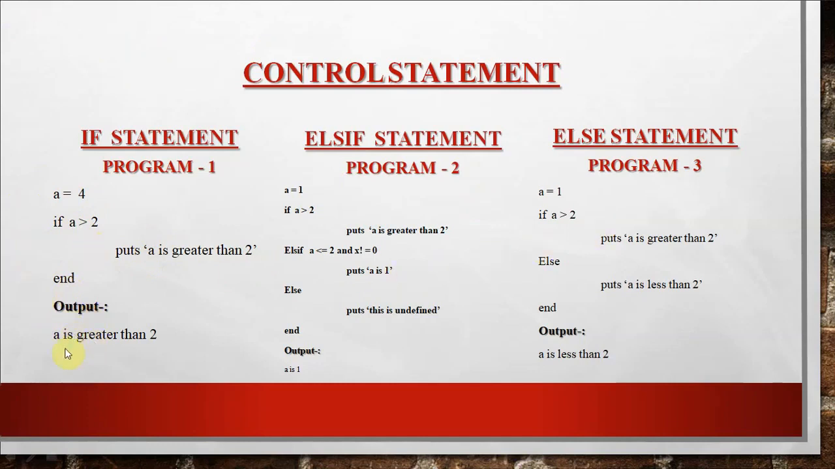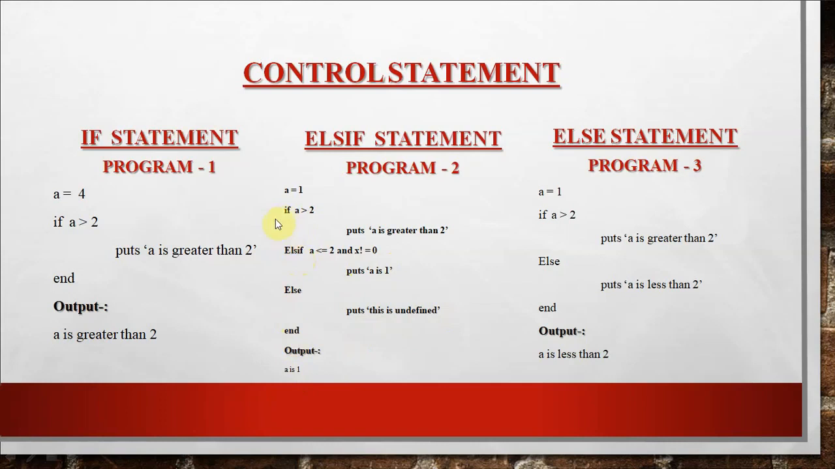So this is the output: a is greater than 2. In the second statement you have a equals 1, if a is greater than 2, then puts a is greater than 2, otherwise it will display... otherwise we have given here elsif. For elsif you have to write e-l-s-i-f. If a is less than or equal to 2 and a is not equal to 0, then puts a is 1. So this condition is true, so the output will be this. Or otherwise we have given here else, puts this is undefined, and this will end here.